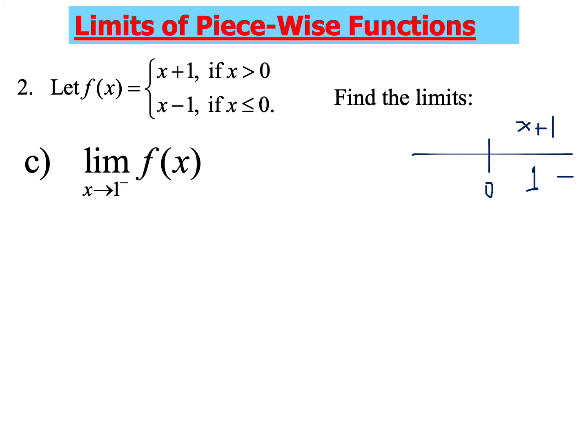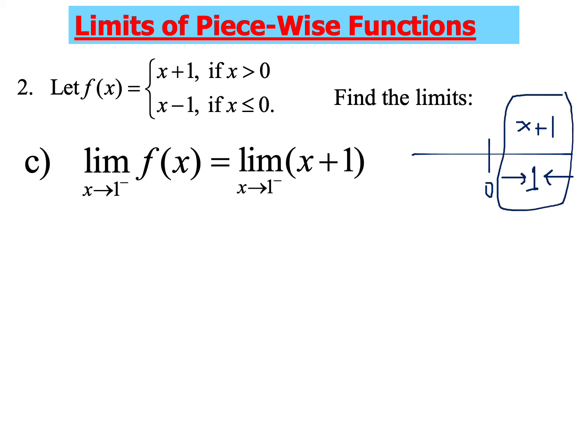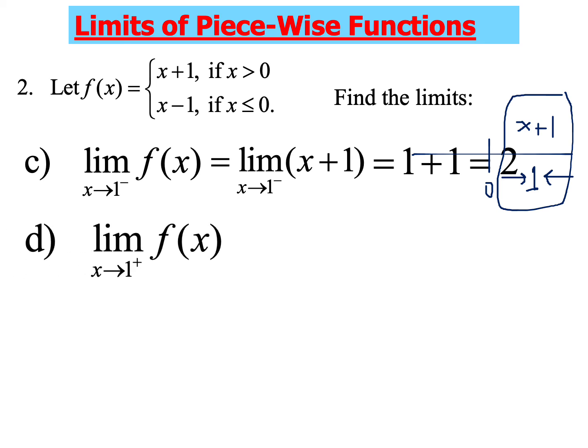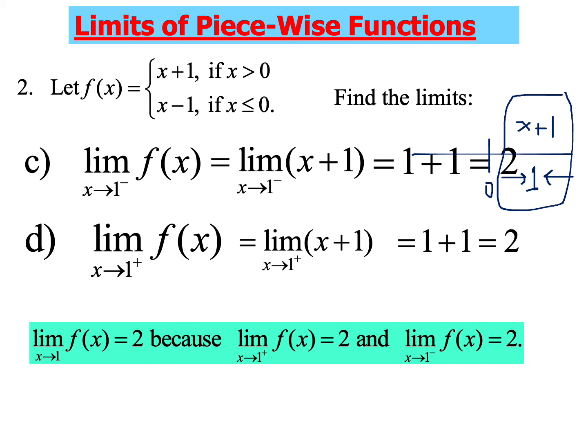If I go from the right or from the left, I will use the same function. I will not use the other function, because when I take values very close to 1, I'm still using the same function, which is x plus 1. So from the left it is x plus 1, and I get 2. And from the right, I will use the same function, x plus 1, because it's on the same domain. So the limit from the left equals the limit from the right, and in general we say the limit exists.